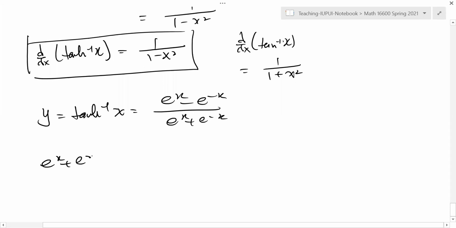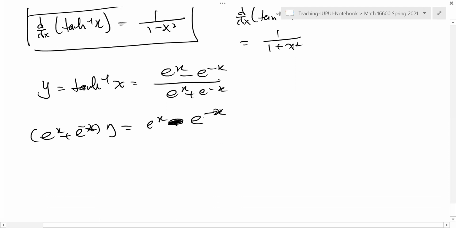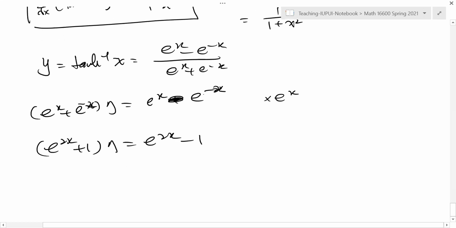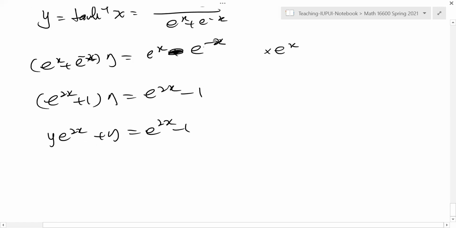So I have, okay, then I multiply both sides by e to the x. I get e to the 2x plus 1, e to the 2x minus 1. I don't even need the quadratic formula. I just get y e to the 2x plus y minus 1. So I think it's better to move the 1 to the right-hand side.